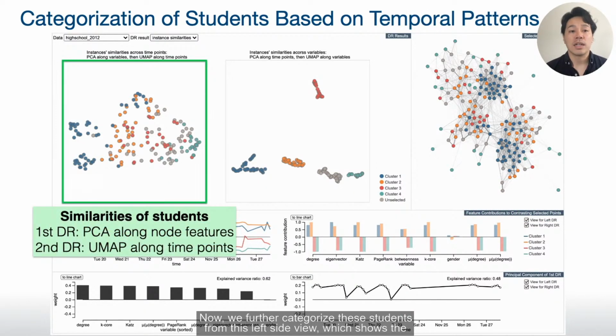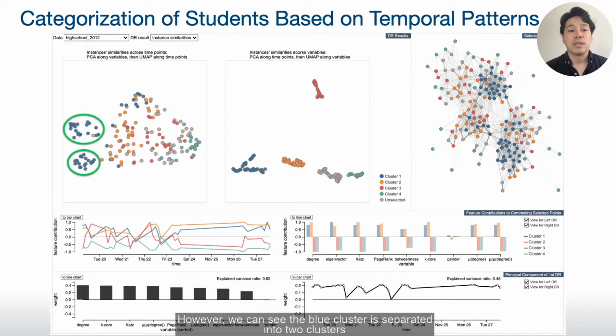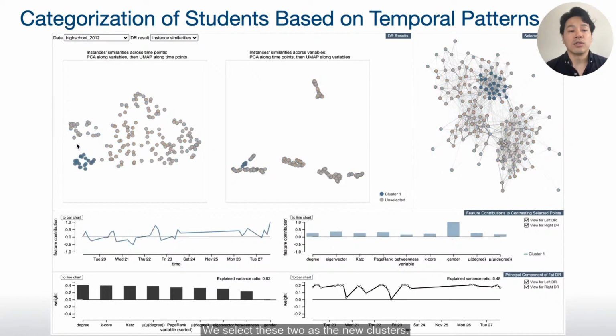Now, we further categorize these students from this left side view, which shows the similarities of students based on their temporal communication patterns. In this view, each cluster is generally arranged from left to right. However, we can see the blue cluster is separated into two clusters. We select these two as the new clusters.